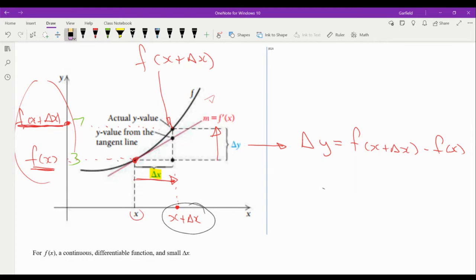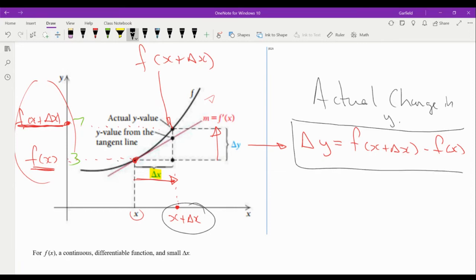Thanks, Lewis. All right. So this is the actual change in the y value. In some of these questions, they're going to ask us to find delta y. And the way we find delta y is by using this formula. So make a note of this formula here, because you'll be asked to find delta y a few times.